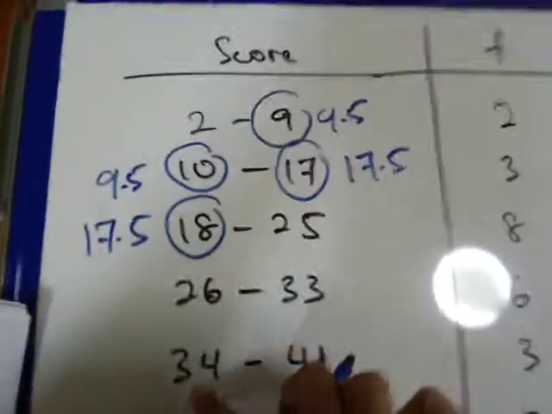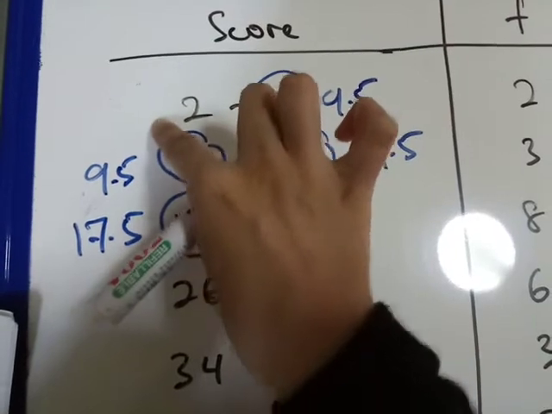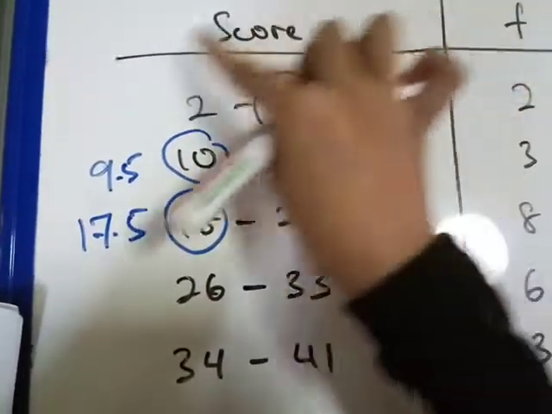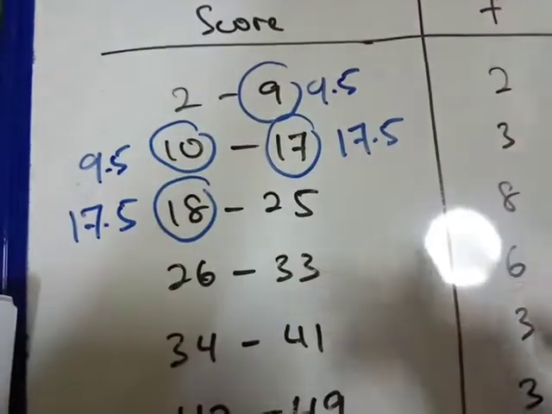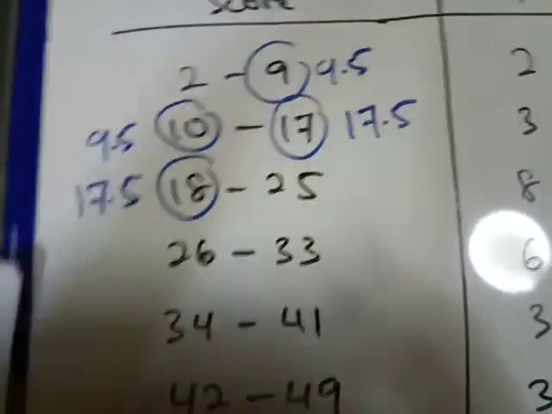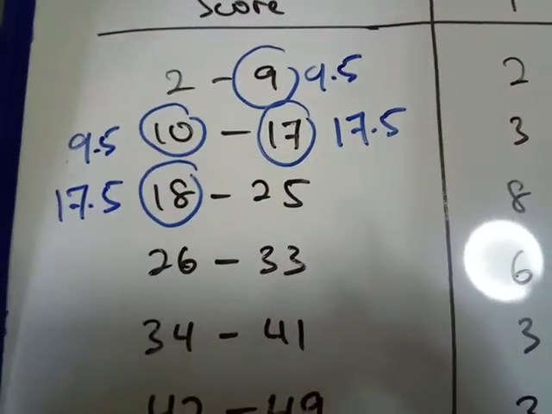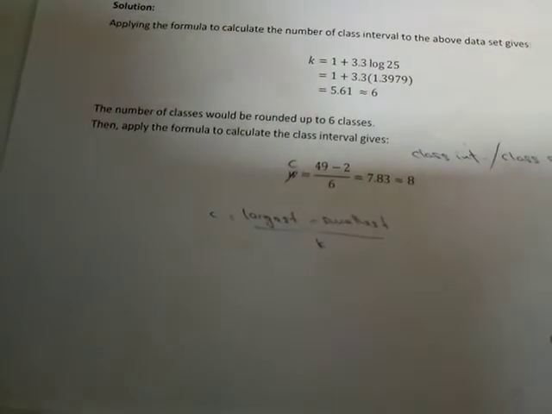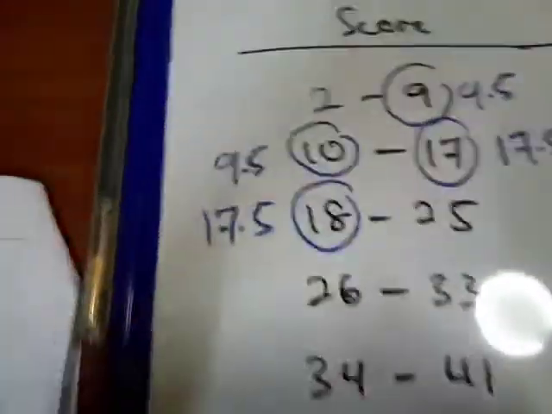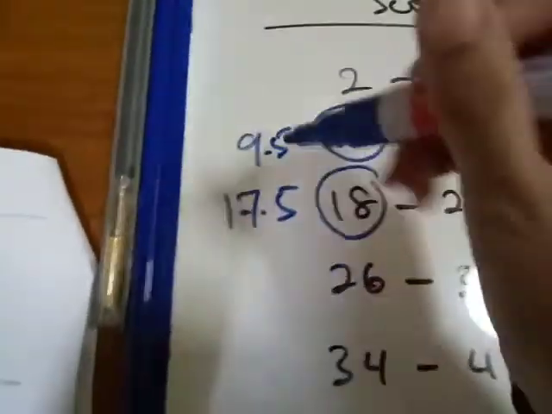Okay, tapi macam mana kita nak cari lower boundary for the first class? Sebab tak ada nombor atas dia, tak ada kelas yang atas dia. Okay, macam mana nak cari? So back to asal balik yang sebelum ni awak cari class size dia. Class size dia berapa sebelum ni? Okay, class size dia 8 kan? Class size, apa maksud class size? The difference between the first class and the second class.